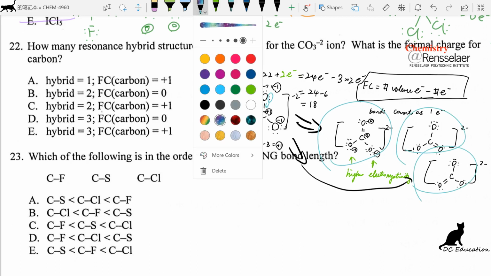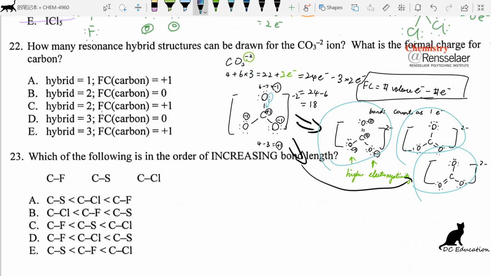I should get a red pen sometimes. So just pretty color over here.